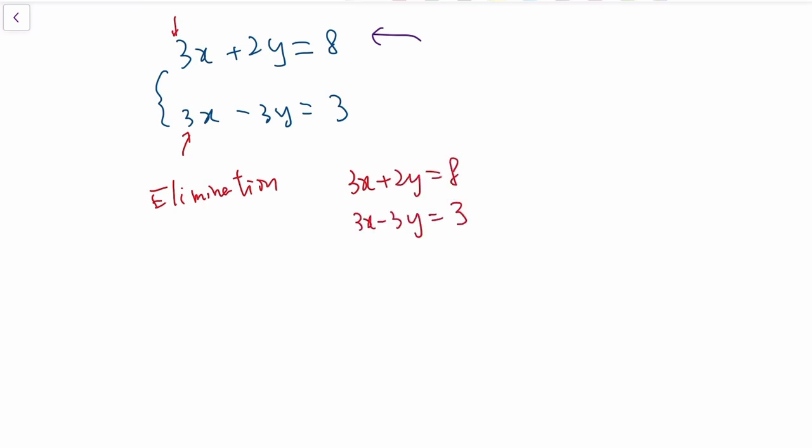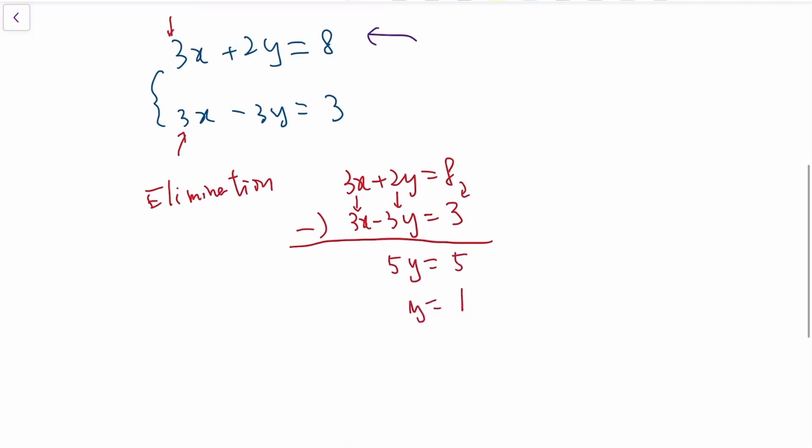You do it by subtracting one equation from the other. Okay, we'll subtract vertically. So we have 3x minus 2x, which gives 0x, so that's just 0. And then we have 2y minus negative 3y. So this is where you have to be careful with the sign. 2y minus negative 3y is the same as 2y plus 3y. So it's 5y. And then 8 minus 3 is just 5.